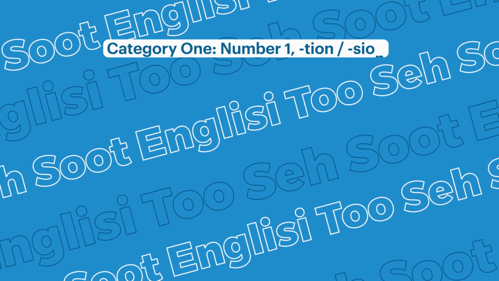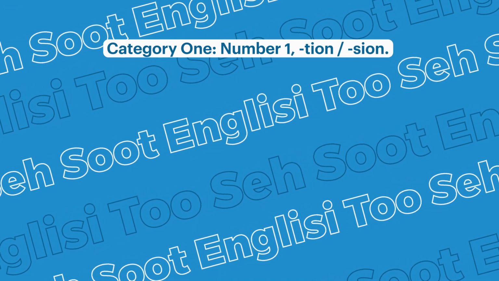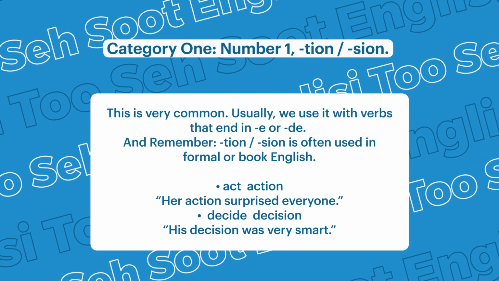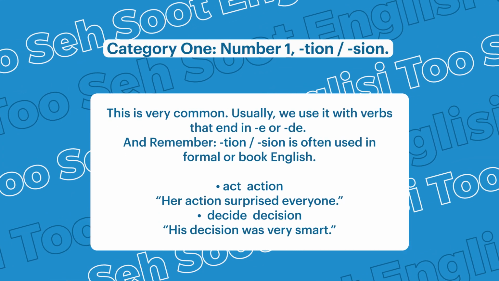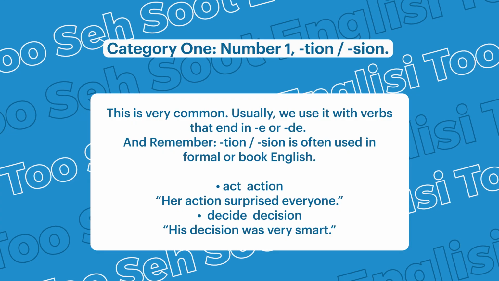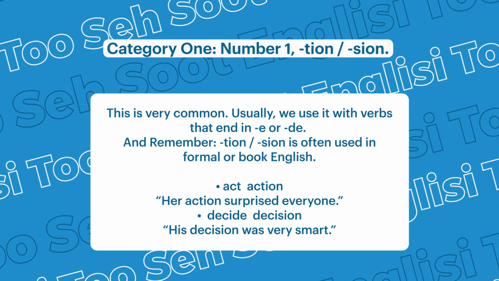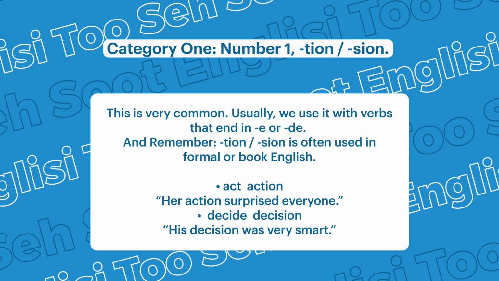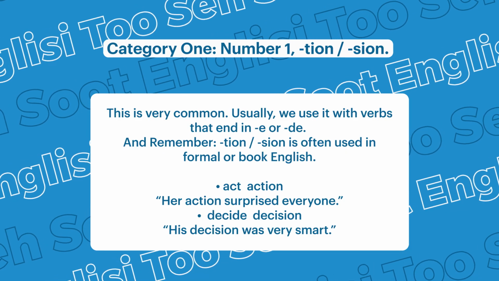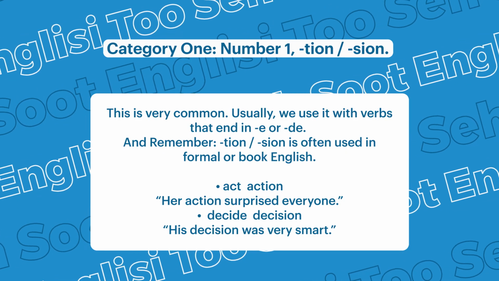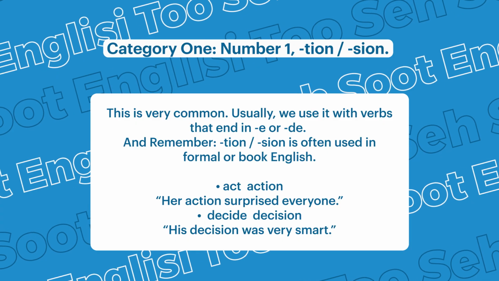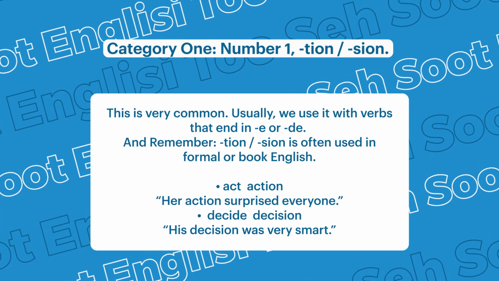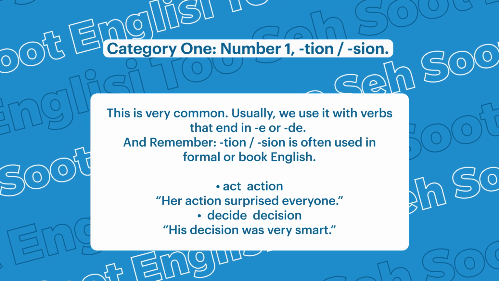Number 1. First we have tion or sion, which is pronounced as shen. This is very common. Usually we use it with verbs that end in e or d. And remember, shen is often used in formal or book English. For example, act becomes action. Her actions surprised everyone. Decide becomes decision. His decision was very smart.